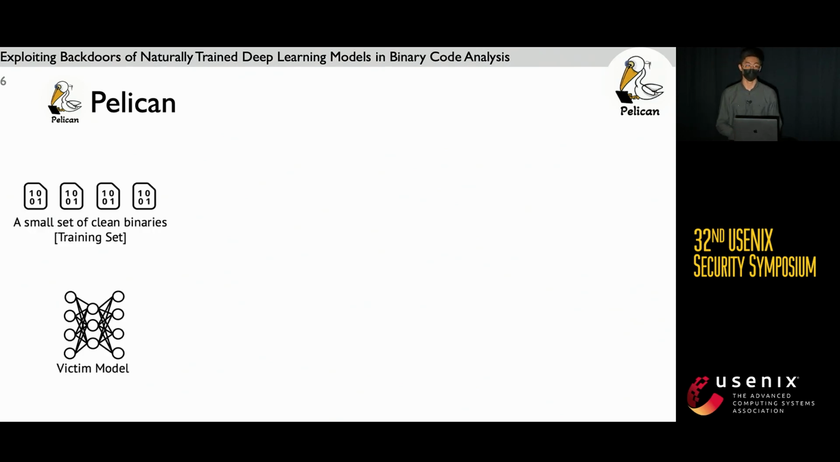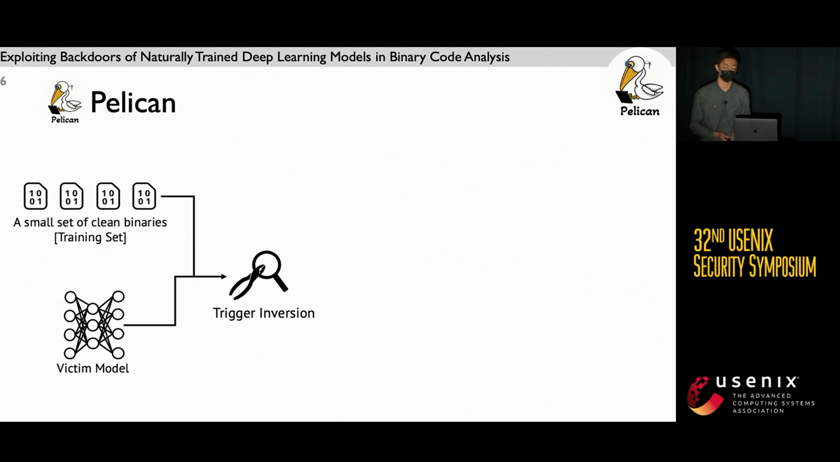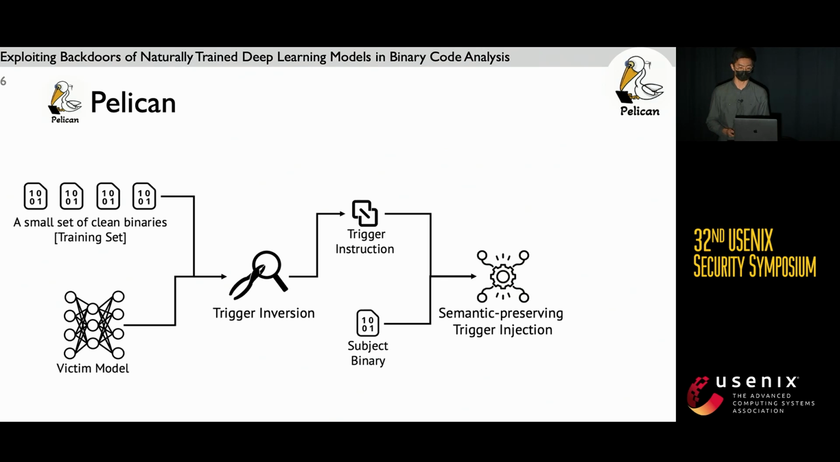PELICAN takes a victim model and a small set of clean binaries as input. We first leverage a trigger inversion technique to invert a trigger instruction or a set of trigger instructions. Regarding such trigger instructions, as long as the input binary contains such a trigger, the model will make a wrong prediction. Then the next step is to inject the trigger into the subject binary. We will guarantee that the program semantics of the subject binary remain the same before and after the trigger injection.